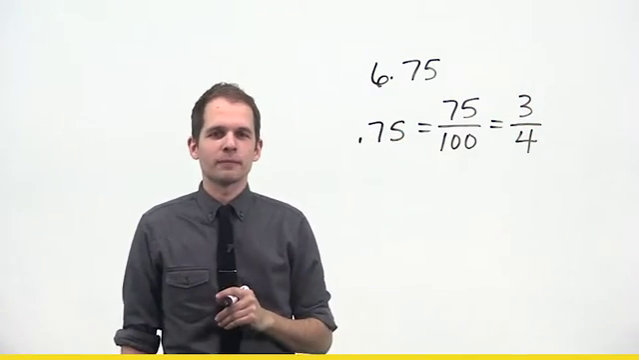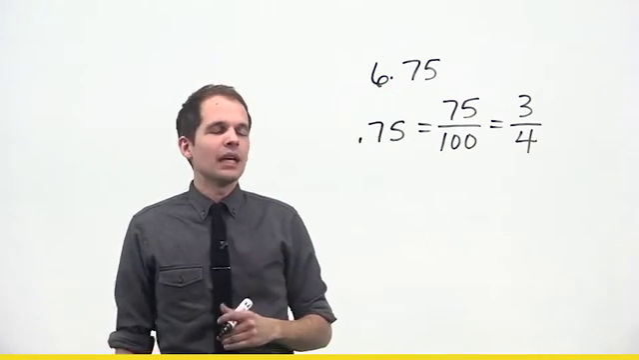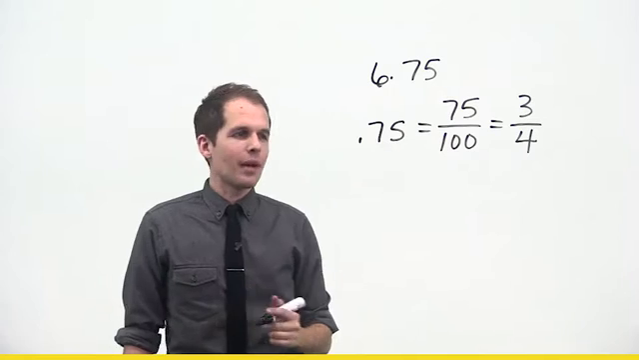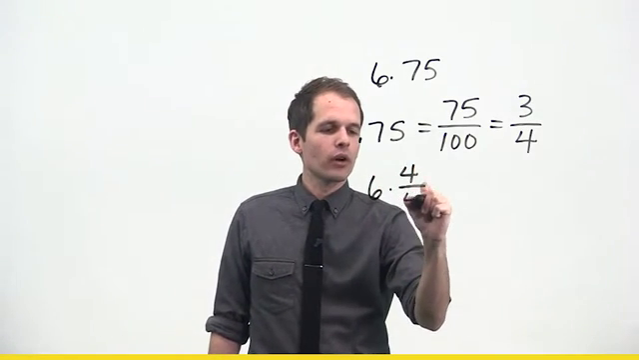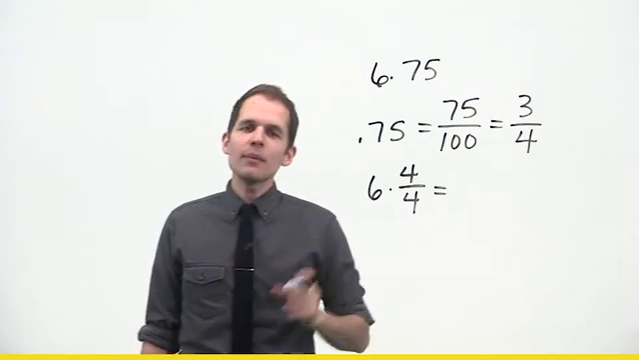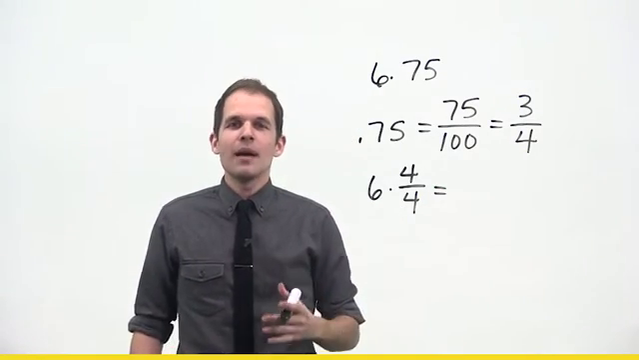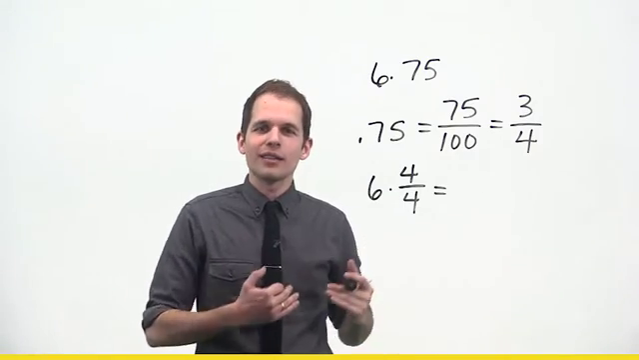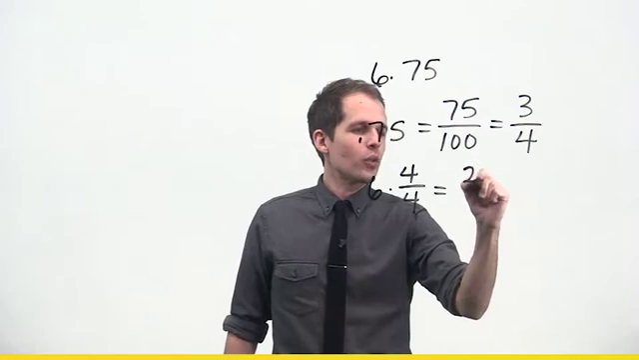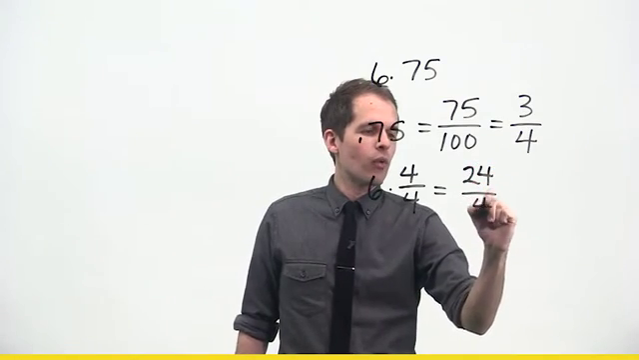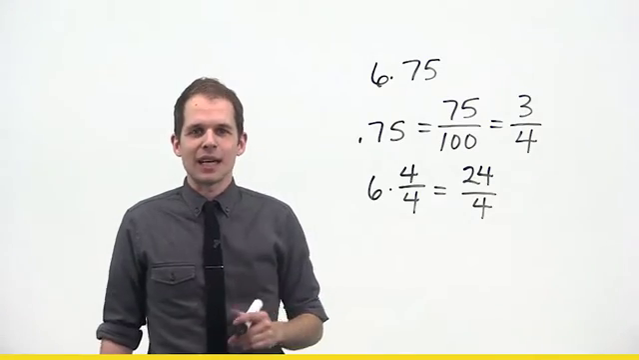So I get 3/4. Now what I need to do is get this 6, this whole number value, in terms of fourths. And the best way to do this is to just take 6 and multiply it by 4 over 4. This will keep the value the same because think about it, 4 over 4 is just 1, but it will give me a numerator and the denominator of 4. So I'll take 6 times 4 is 24 over 4. And that also makes sense because 4 goes into 24 6 times.